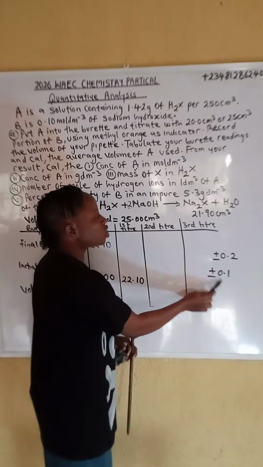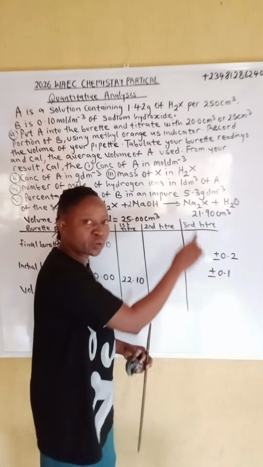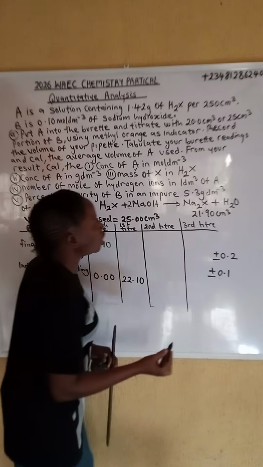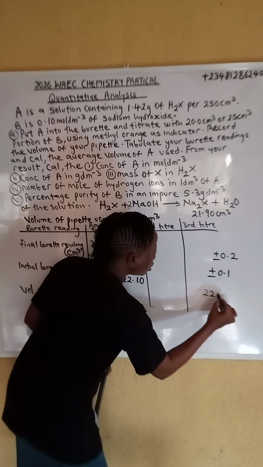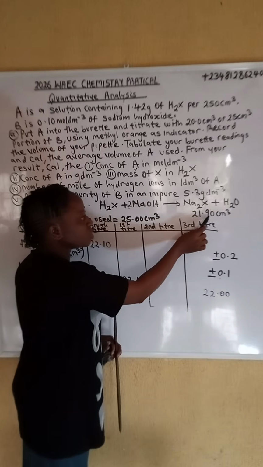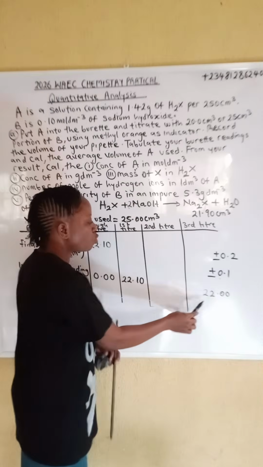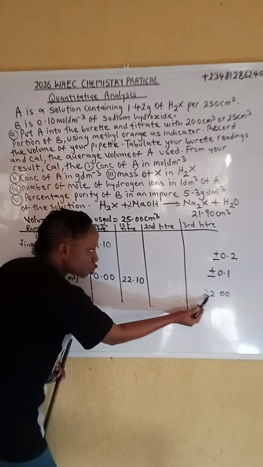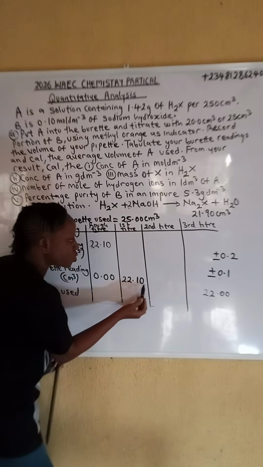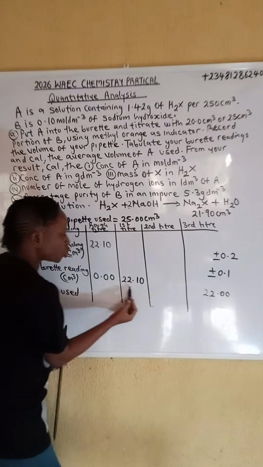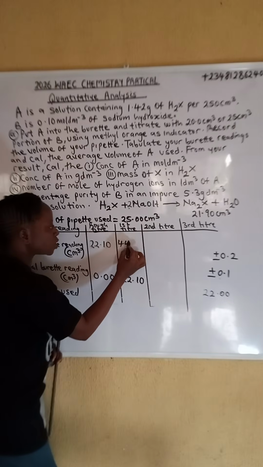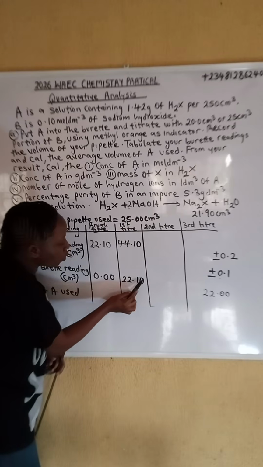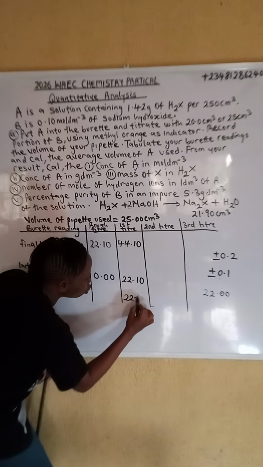I'm going to add plus 0.1 to my original titre value, that is my school titre value. Adding 0.1 to this titre value will give me 22.00. That is 21.90 plus 0.1 will give me 22.00. Now to get my final burette reading, I'm going to add this 22 to 22.10. So 22 plus 22.10 will give me 44.10. Now 44.10 minus 22.10 will come back to this 22.00.